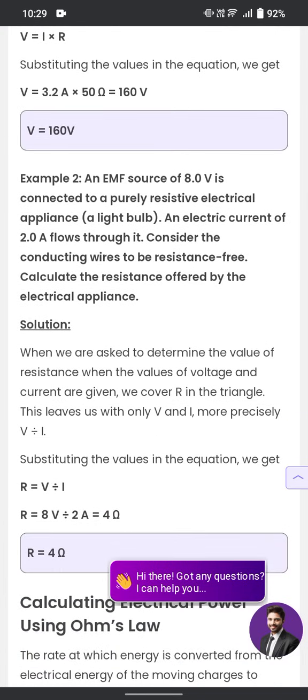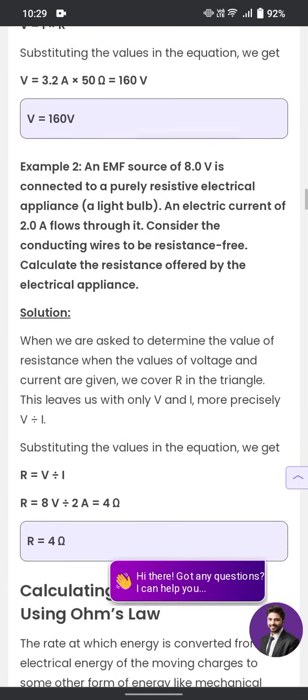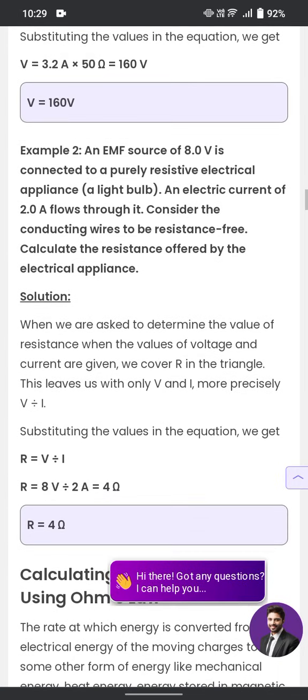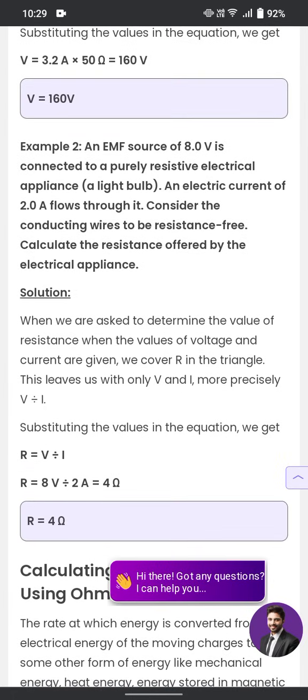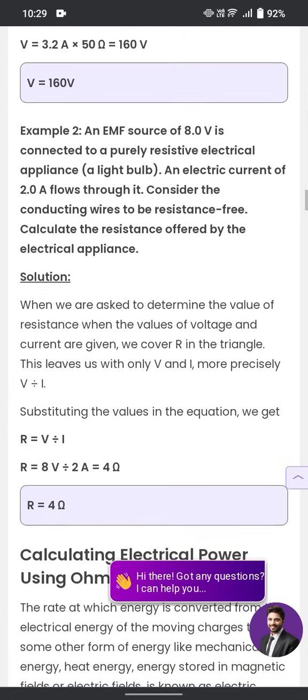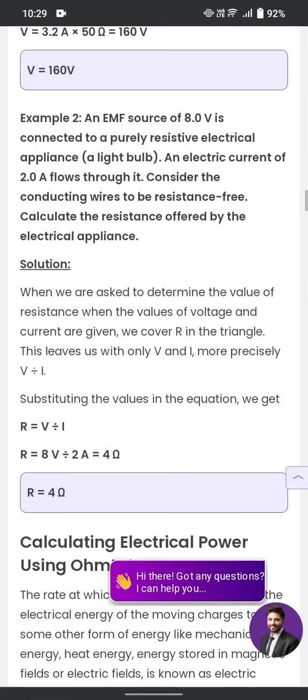Example 2. An EMF source of 8.0 volt is connected to a purely resistive electrical appliance. An electric current of 2 ampere flows through it. Consider the connecting wire to be resistance-free. Calculate the resistance offered by the electrical appliance.